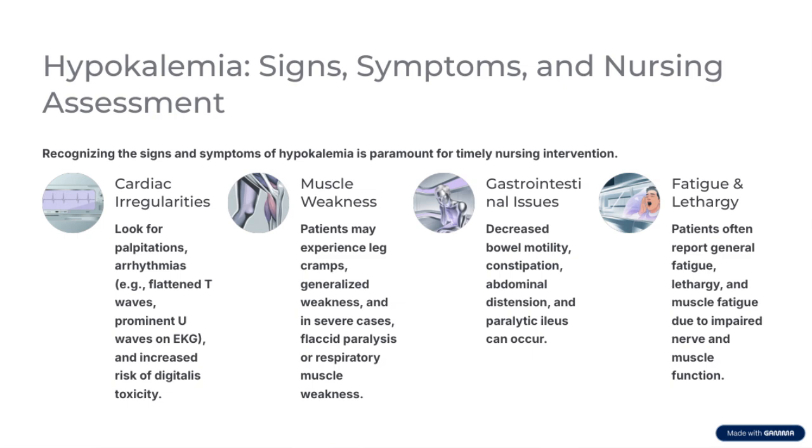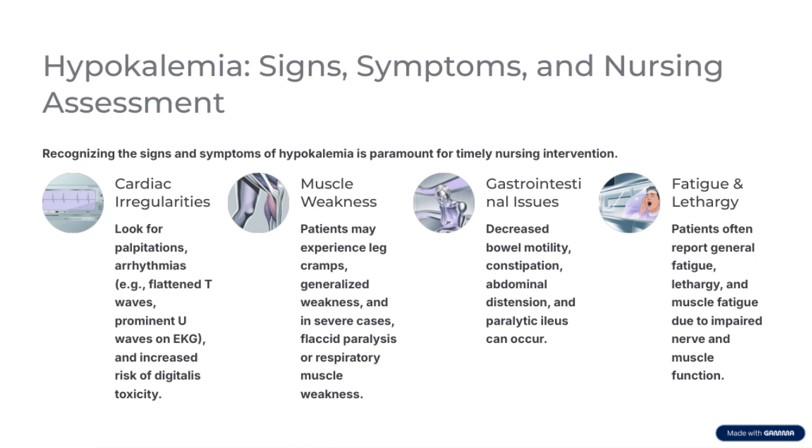Next, we see gastrointestinal issues. Decreased bowel motility can lead to constipation, abdominal distension, and in more severe cases, paralytic ileus. These symptoms highlight how electrolyte imbalances can affect the entire digestive system, so staying alert to these signs is crucial.